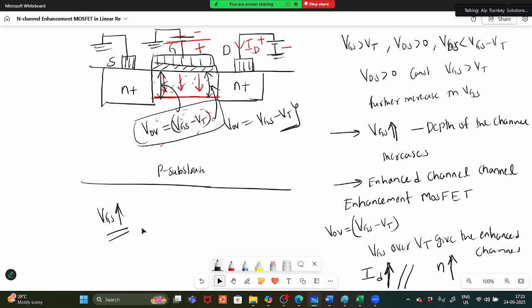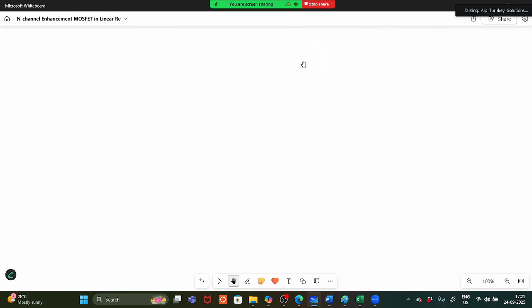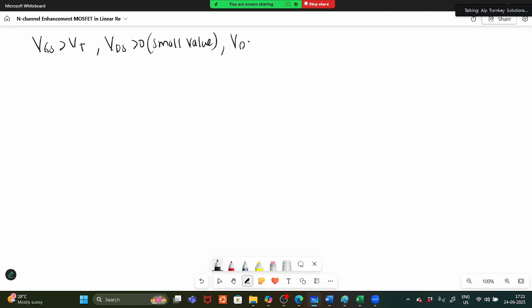Next, let's see the nature of this MOSFET during the linear region. What is the condition? VGS is greater than VT and VDS is greater than 0, a small value. VDS should be such that VDS is less than VGS minus VT.